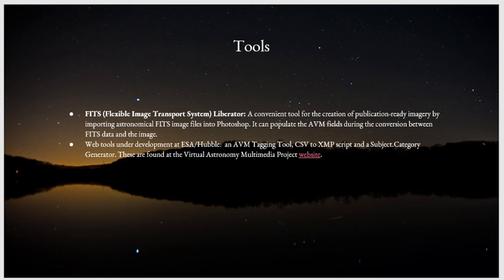The web tools that exist for AVM metadata are under development at ESA Hubble. They include an AVM tagging tool, CSV to XMP script, and a subject category generator. These can be found at the Virtual Astronomy Multimedia Project website.